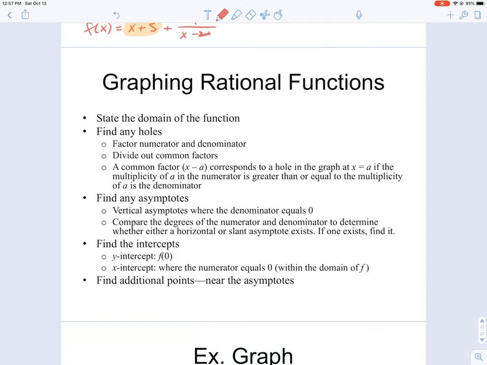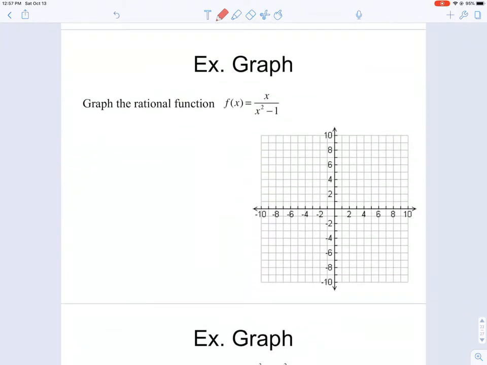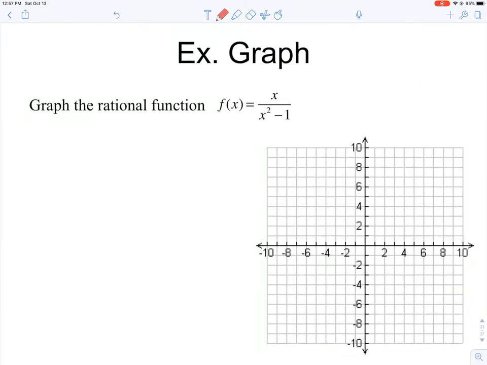All right, so we are going to look at graphing rational functions now. So we're going to follow these steps. We'll state the domain of the function, locate any holes, find any asymptotes, so vertical asymptotes, and also end behavior asymptotes. We can find any intercepts, and then it's usually helpful to find additional points near the asymptotes to figure out where the branches of the graph will be. All right, so let's start with this one.